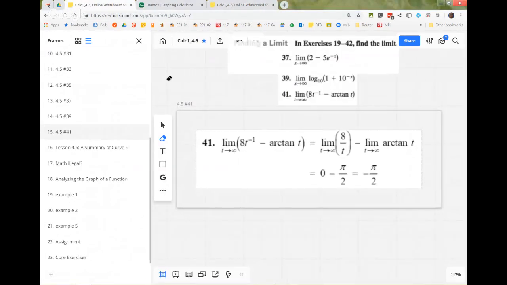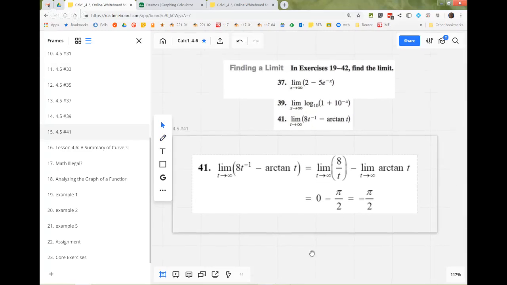I do want to start with a question from the 4-5 assignment. A student from the other section asked me a question after the broadcast was begun and I didn't get it. He asked me about number 41. Here's number 41 from the previous assignment.